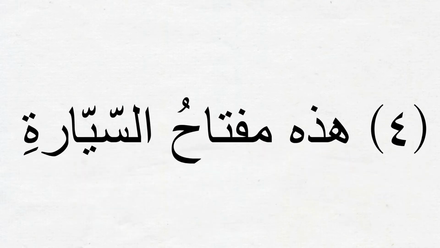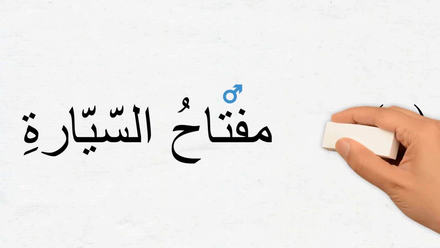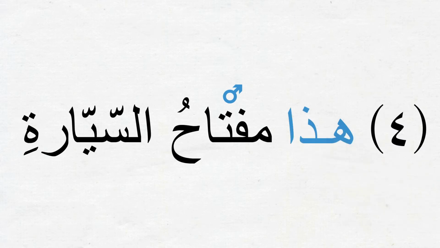Sentence number 4. هذه مفتاح السيارة. Here, the مبتدا هذه is coming with the مذكر خبر مفتاح. So we need to use هذا with مفتاح instead of هذه. The correct sentence is هذا مفتاح السيارة. This is the key of the car. هذا مفتاح السيارة.